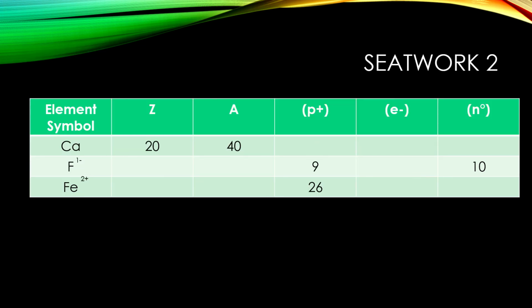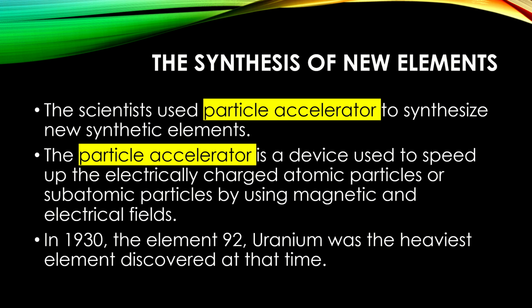So we have seat work number 2. Please complete the second table with the number of protons, electrons, neutrons, and find the atomic number and the atomic mass.